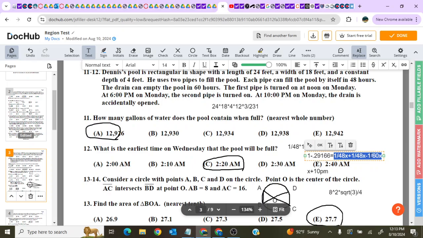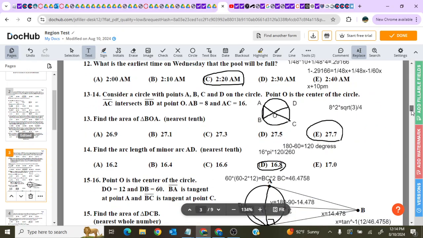So the drain empties at a rate of 1 pool over 60 hours. If you do that and solve for X, then add it to 10 p.m. on Monday, you'll get a value of about 26.2 for X. And if you do the time conversion, you'll get 2:20 a.m.